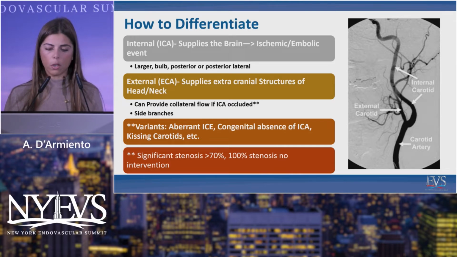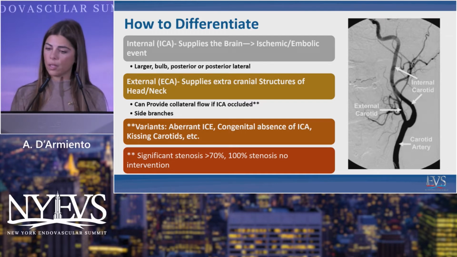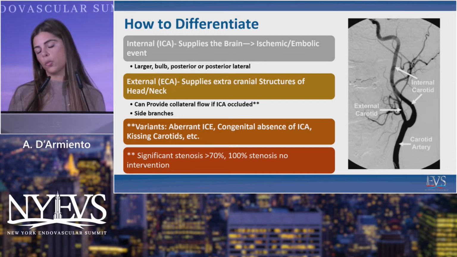So other things to know is that significant stenosis is greater than 70%. Again, we're talking about the internal carotid, so we're only going to intervene on the internal. The stenosis has to be greater than 70%, and if the internal carotid is 100% stenosed, we do not intervene.